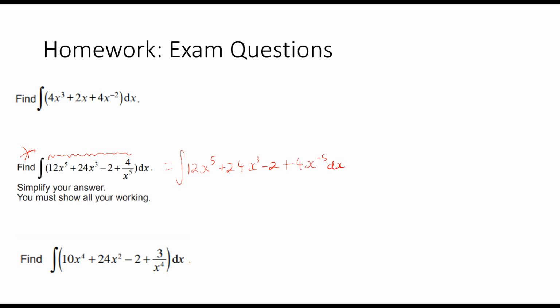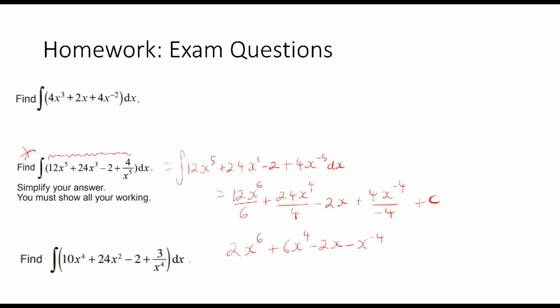So if I just do that, we integrate each term at a time. So we have 12x to the 6 over 6 plus 24x to the 4 over 4 minus 2x plus 4x to the minus 4 over minus 4. And I can simplify that to 2x to the 6 plus 6x to the 4, take away 2x, and then 4 divided by minus 4 is minus 1, so I get minus x to the minus 4 plus c. And that's what I'd have.